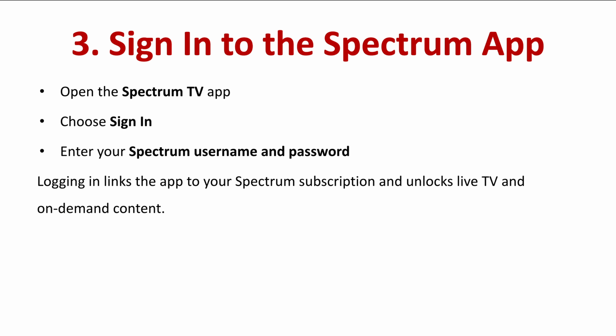Third step is sign in to the Spectrum app. Open the Spectrum TV app, then choose sign in, then enter your Spectrum username and password. Logging in links the app to your Spectrum subscription and unlock live TV and on-demand content.